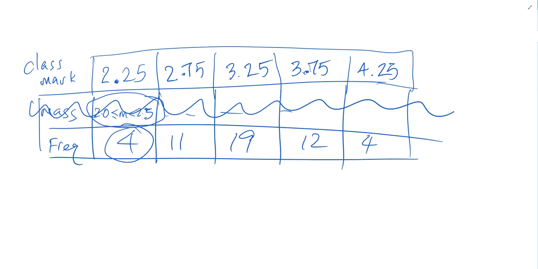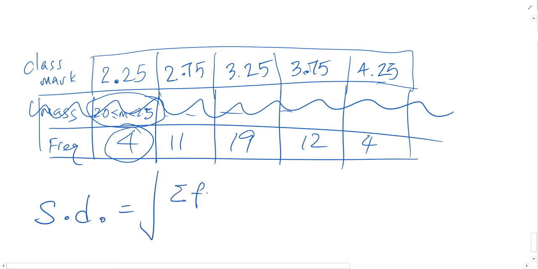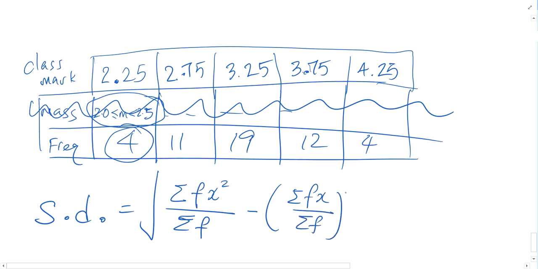Now I need the formula for my standard deviation, which is available at the front of your TYS. It is also provided to you. So write down standard deviation equals square root of summation fx squared divided by summation f, minus summation fx divided by summation f, squared. Okay? Copy this down.